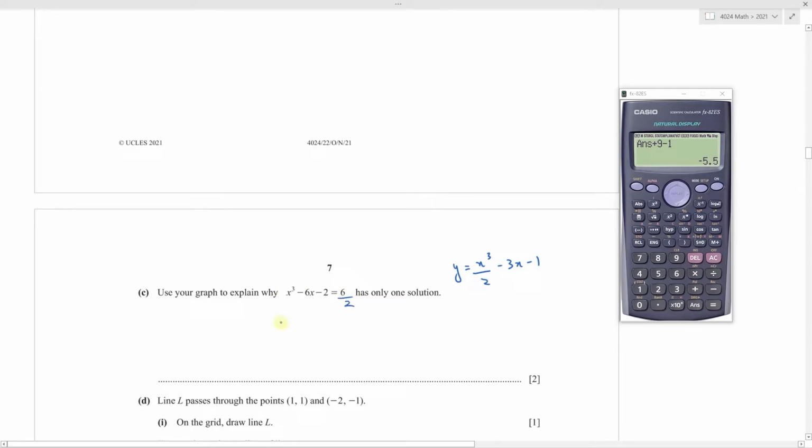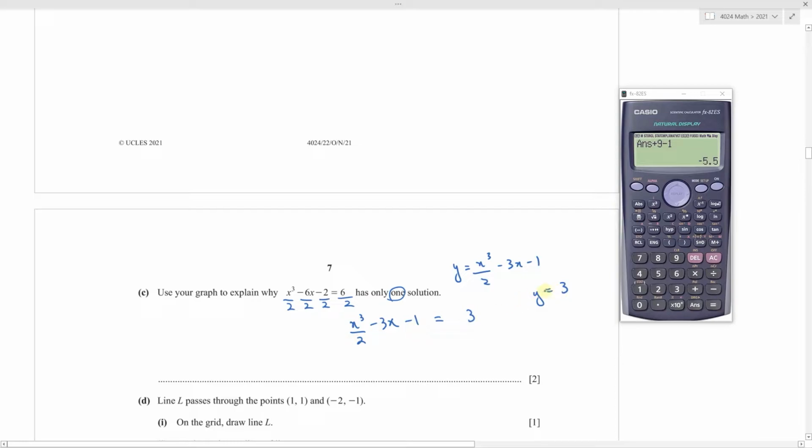On the left hand side, we can say we are dividing by 2 for each value here. So I will have x cubed over 2 minus 6x divided by 2 will be minus 3x. Minus 2 divided by 2 will be minus 1. And on the right hand side, I will have 6 divided by 2, which is 3. Now, my left hand side looks exactly the same as the equation that is given in the question. And the right hand side is 3. So that means the other equation is y equals 3. So if you try to solve them simultaneously, there is only one solution.